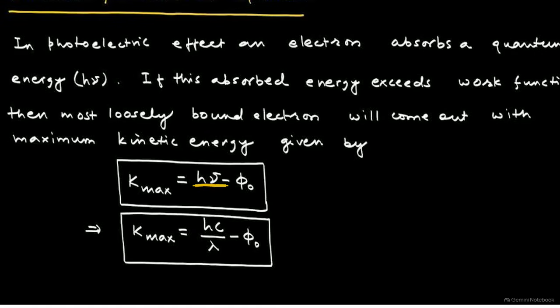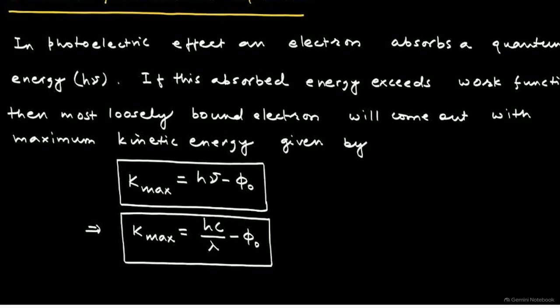Here, h nu represents the incoming quantum of energy from the photon. Phi sub 0 is the work function, which is the specific minimum energy toll demanded by that metal. Subtract the toll from the incoming energy, and you get K max, the maximum kinetic energy of the escaping electron.